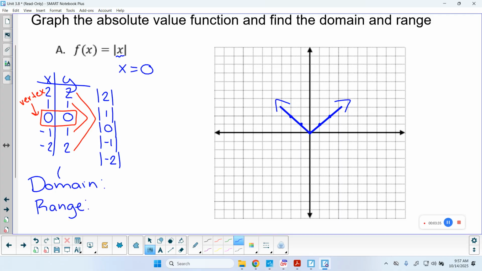Now, for your domain, remember domain is all of the x values that we have. We could use any single x value and get an answer. So because our graph is constantly going to the left and to the right, it means that our domain is going to be all real numbers. Now your range has a restriction. Because your graph is opening up, it means we are only using the positive y values. So whenever the graph is opening up, we say the range has to be y is greater than or equal to, and it's always the y of your vertex. Our vertex is (0, 0). The y value is 0, so it ends up being y is greater than or equal to 0.